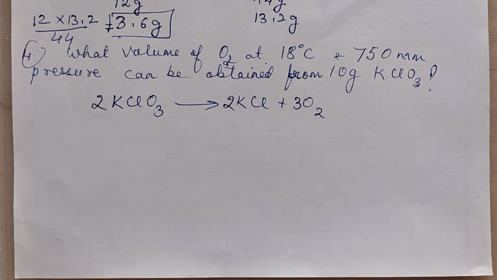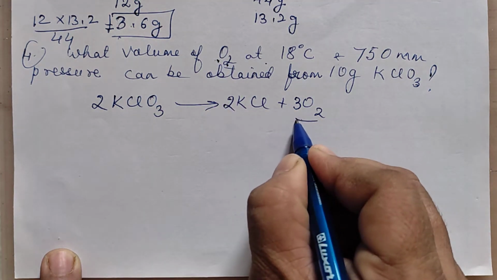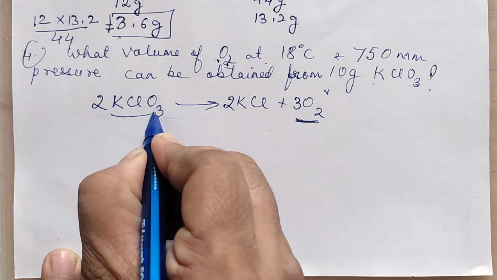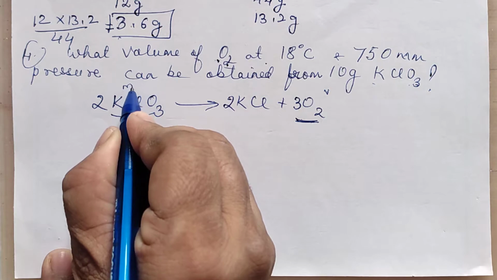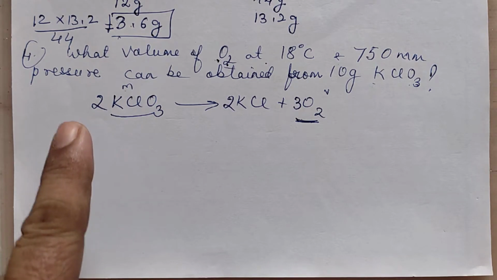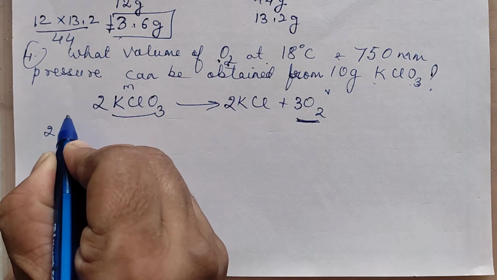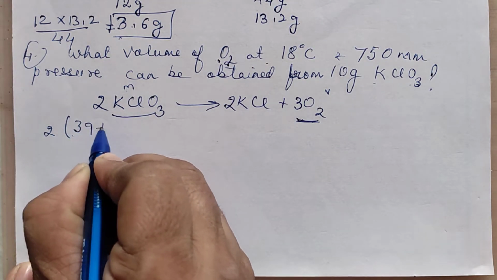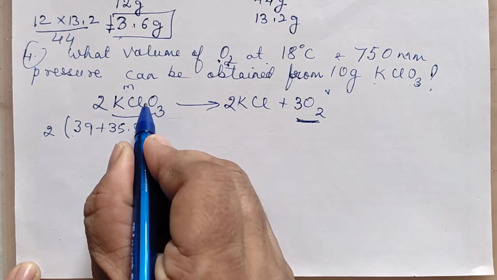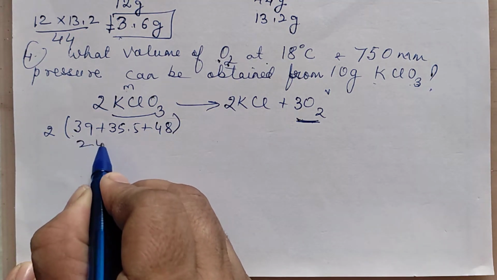So for oxygen, they are talking in terms of volume. So we'll first underline oxygen. Potassium chlorate also we will underline, but for this they are talking in terms of mass. So it is mass volume relation type of numerical. So for potassium chlorate we will calculate the molecular mass. So what is the molecular mass of potassium chlorate? 2 into 39 for potassium plus for chlorine it is 35.5 plus it is 3 into 16, that is 48. So when you solve this comes out to be 245 grams.